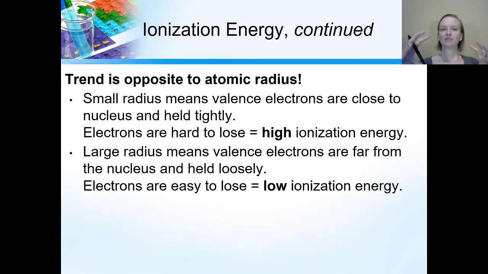A large radius means valence electrons are far from the nucleus and held loosely, so electrons are easy to lose. That's low ionization energy. That's why atomic radius has the opposite trend to ionization energy. They are related to each other, but in an opposite direction.